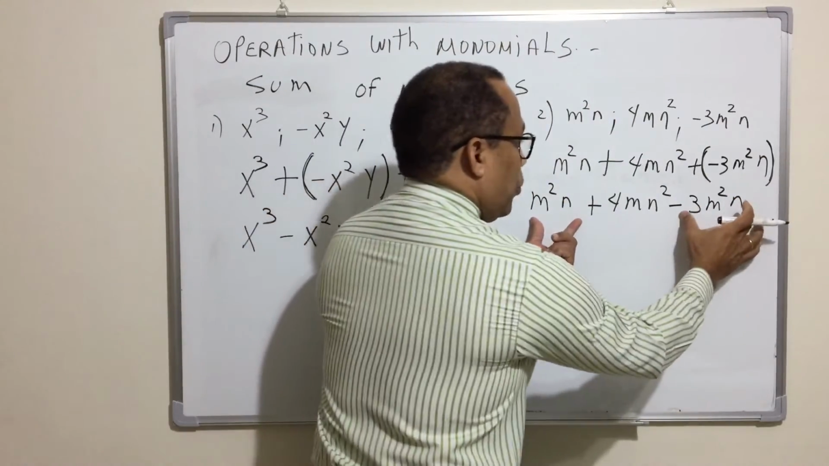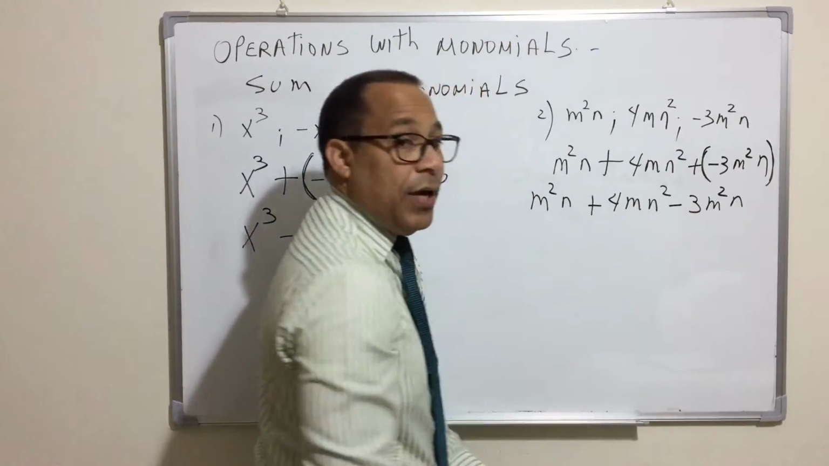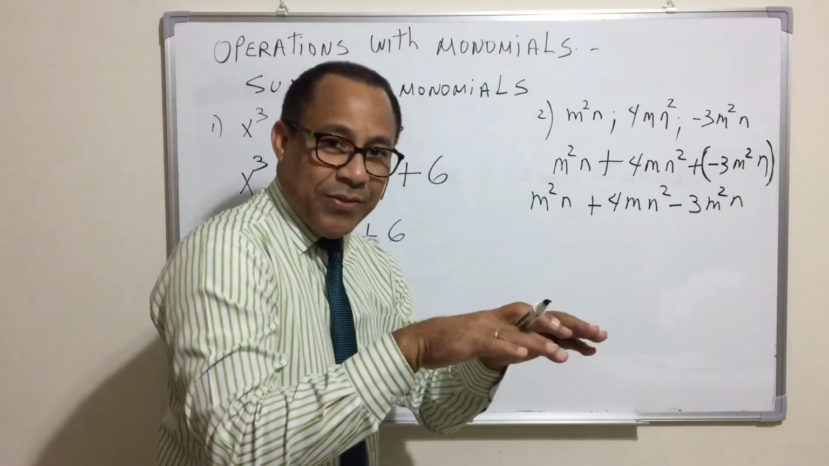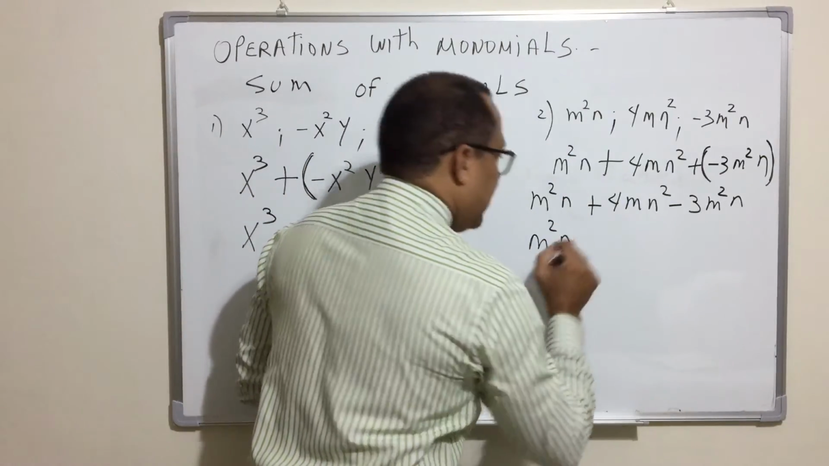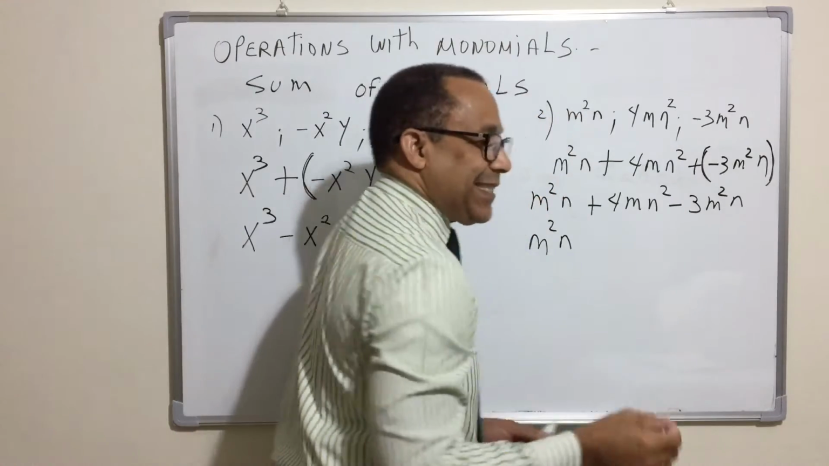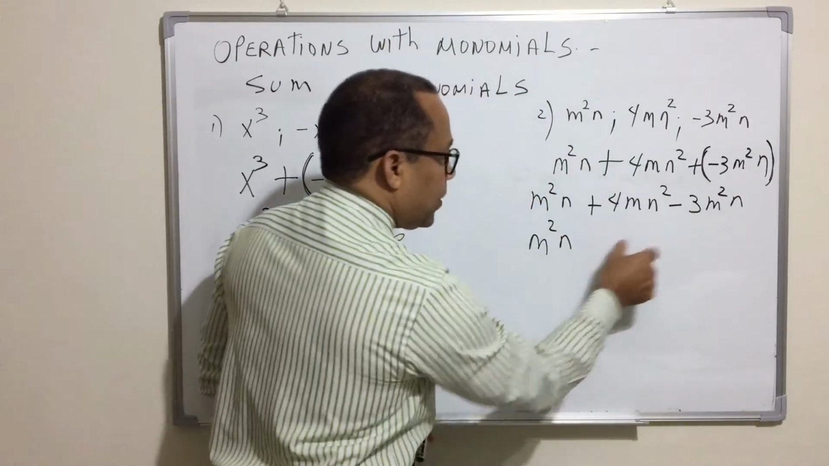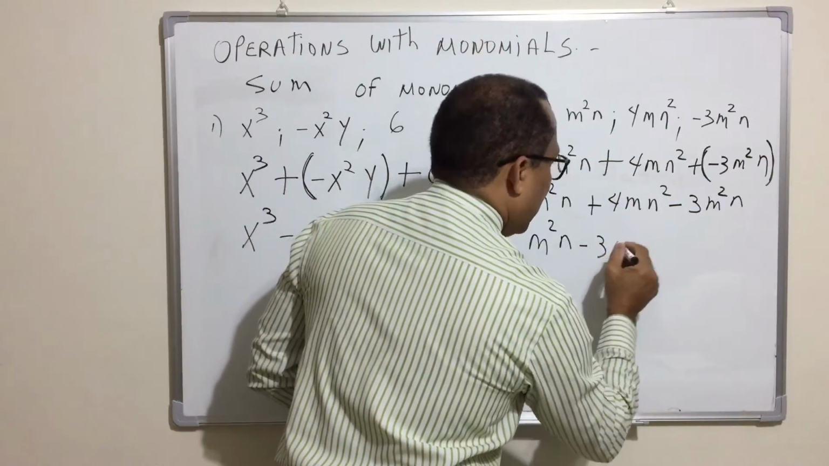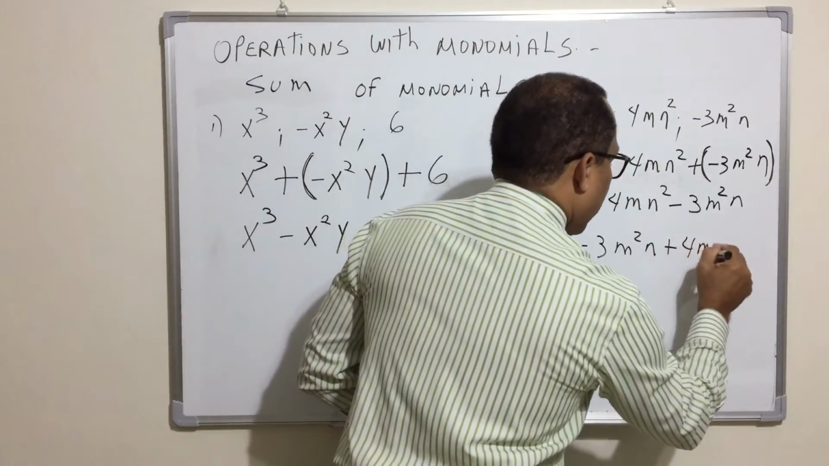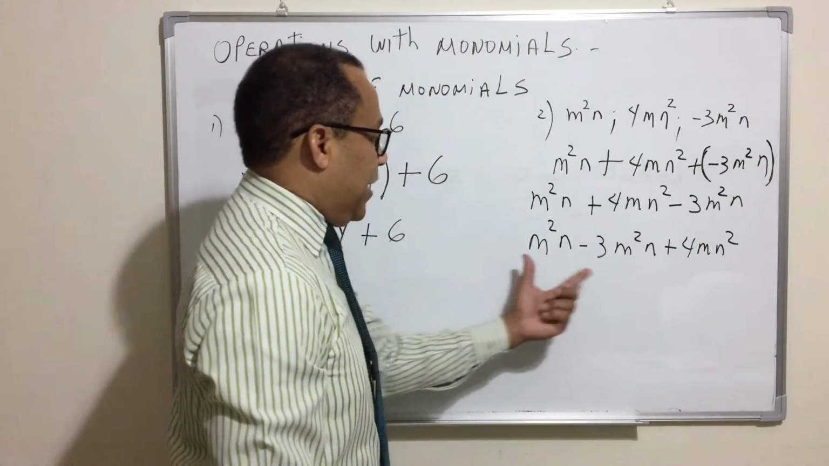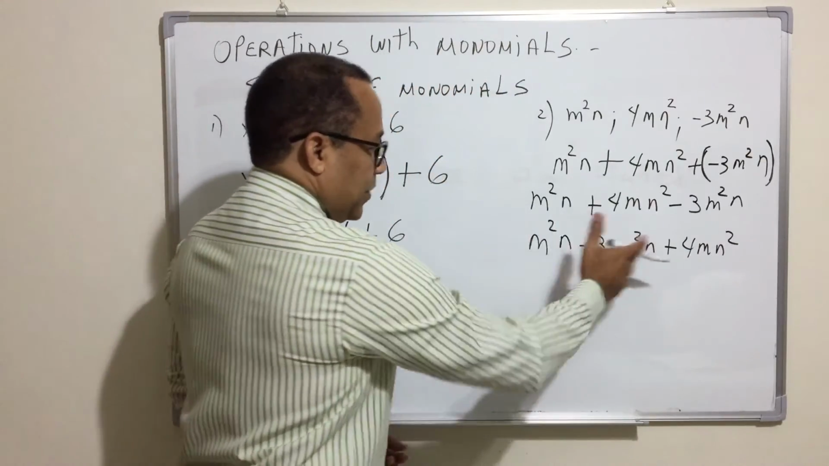So these two monomials, including the coefficient, are like terms. So I'm just going to put them together to make it easier. Bring down the m to the second n, and then I'll bring down its next like term, which is this one. I'll bring down the negative 3m to the second n, and I'll bring down the positive 4mn to the second. And here we have the like terms, and this one is not a like term. Let's solve these two like terms.